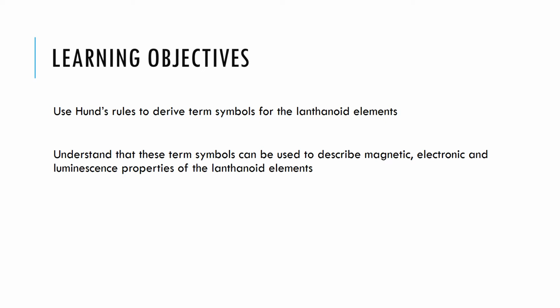Today, I want to focus on trying to find a way in which we can predict the most stable electron configurations for these elements, because they do get quite complicated. And I'd like to do that by using Hund's rules to derive something called a term symbol, and focus on the derivation of term symbols for the lanthanoid elements. And an understanding, at least, going forward, that these term symbols can be used to describe various physicochemical properties of the elements themselves, such as magnetic, electronic, and luminescence properties, and that these term symbols have important implications for spectroscopic analysis of these elements.